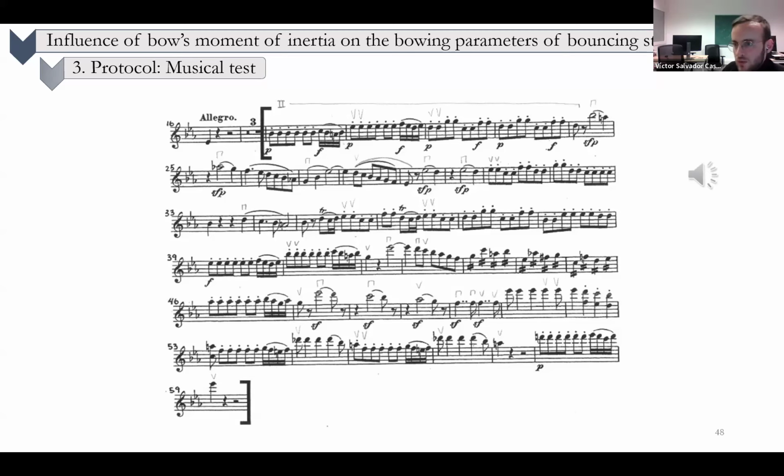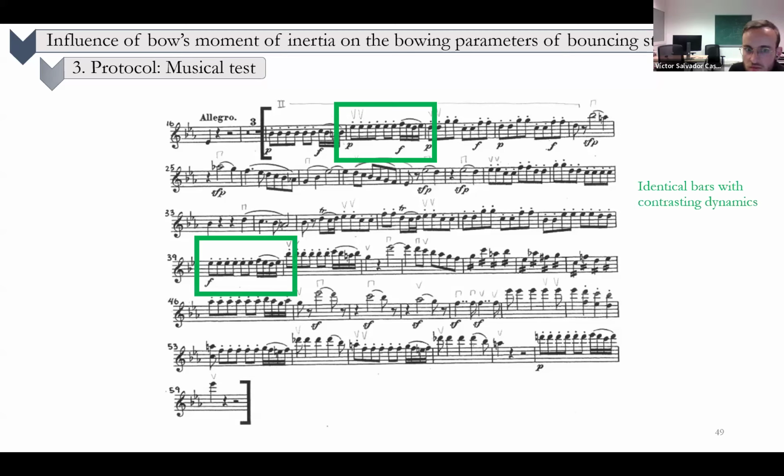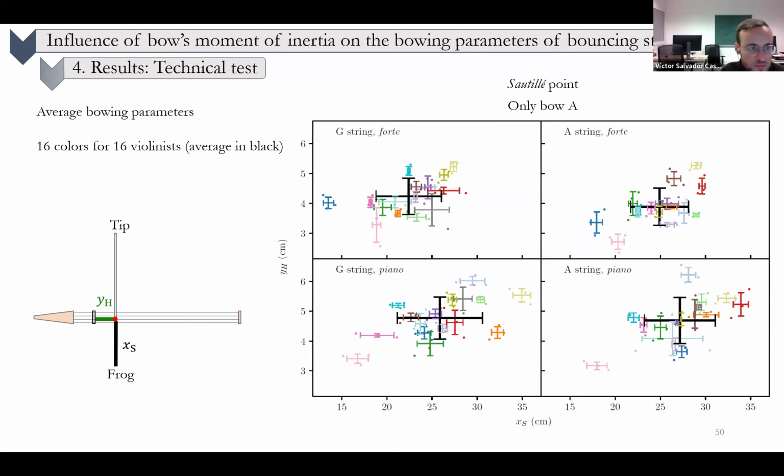So as you can see, it's quite bouncy, and as I advanced before, there are two bars that are identical, not in musical terms, but in terms of what are the notes that are in the bars. And they should be performed with contrasting dynamics, meaning that the first one, the quavers of the E flat quavers, should be performed in piano, and in the second case, down here, in forte. So we have the chance of having, in a musical context, two bars with identical quavers played in piano and in forte.